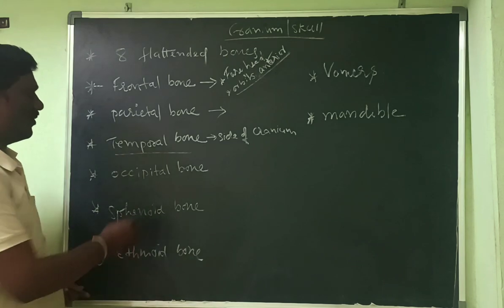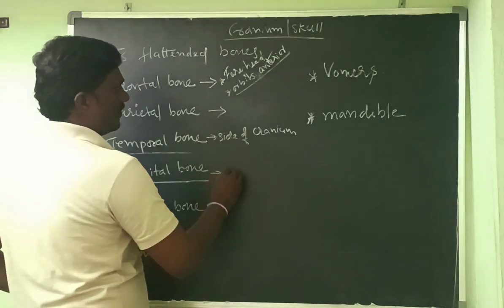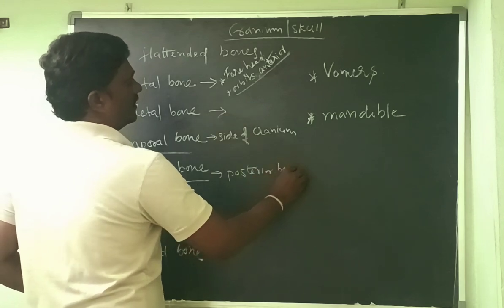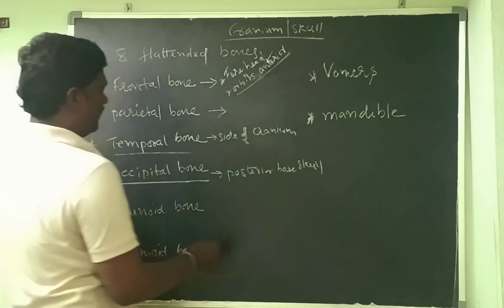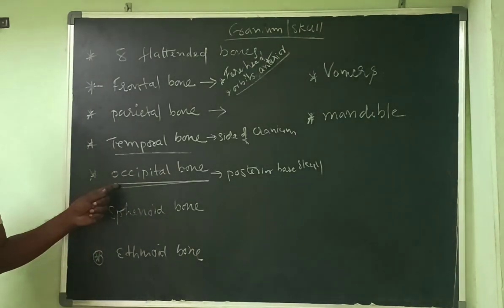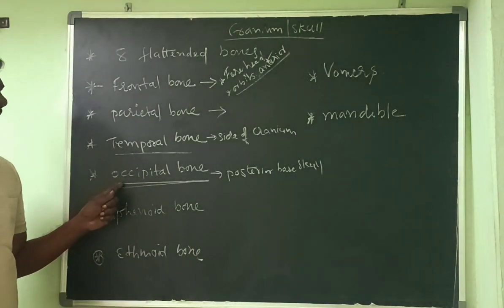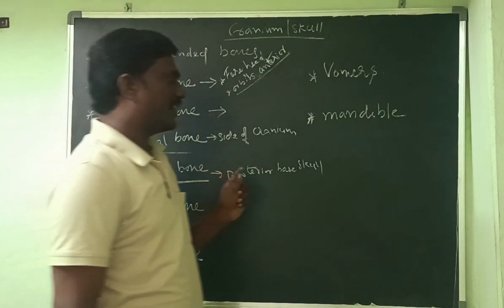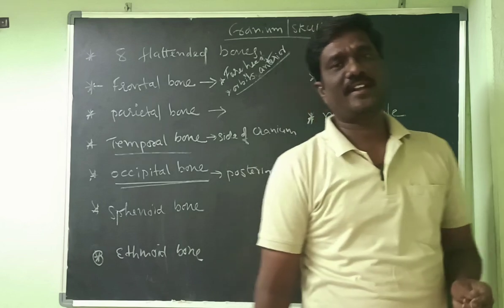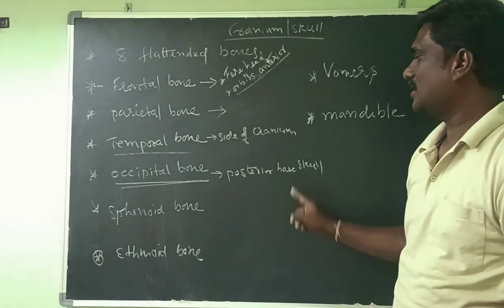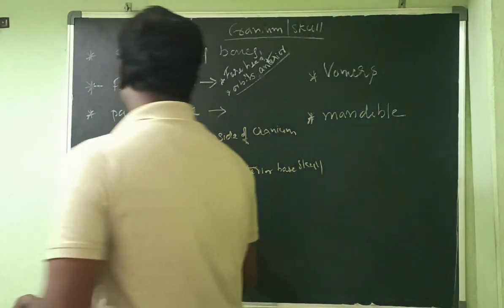Next one is the occipital bone, the posterior base of the skull. Through this occipital bone only, the medulla oblongata comes out from the cranium through the foramen magnum. This is the occipital bone.